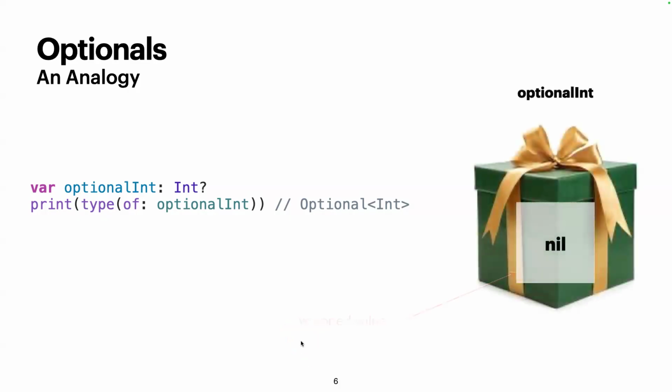So we could think of this like a present. The present itself is the variable itself, the optional Int. And inside of this present is the value. In this case, it's nil. And we call the value within this present the wrapped value.